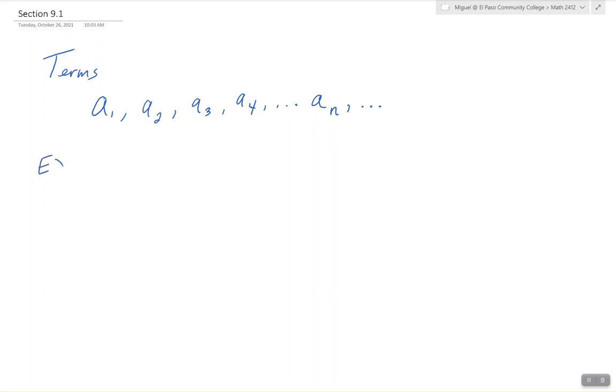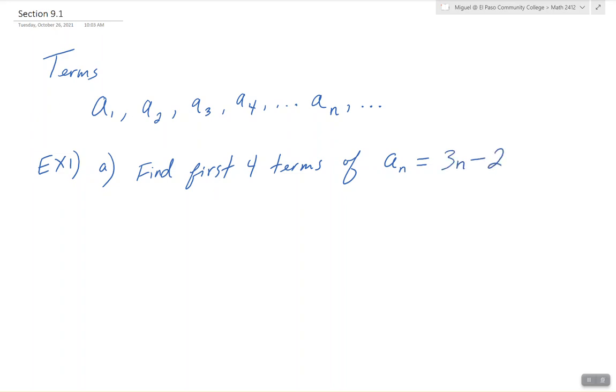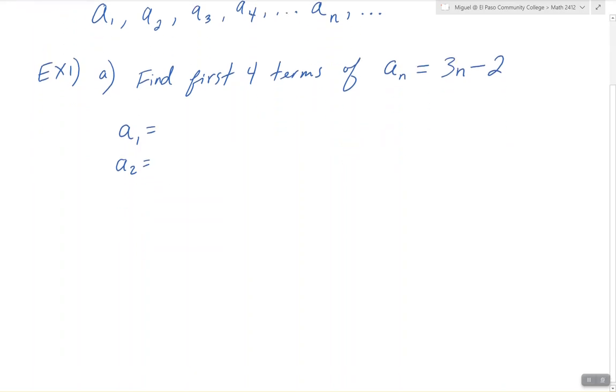Example 1. We're going to find, this is part A. Find the first 4 terms of the sequence given by. So find first 4 terms of this sequence. So the sequence is given by a sub n equals 3n minus 2. So since we want 4 terms, that means we're going to find a1, a2, a3, and a4.